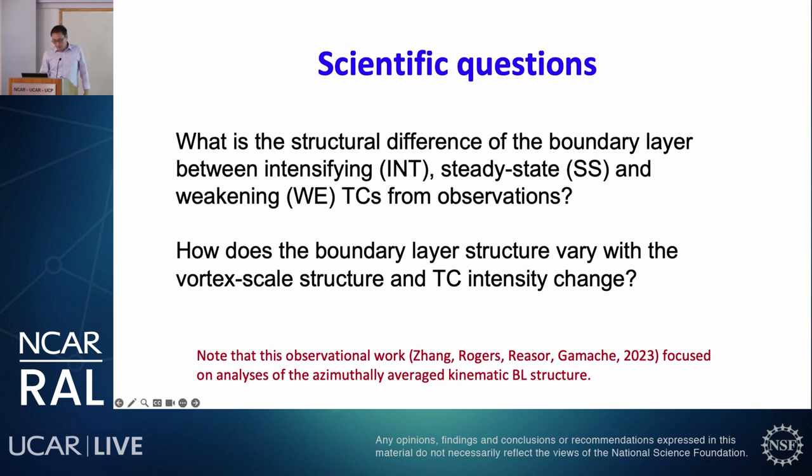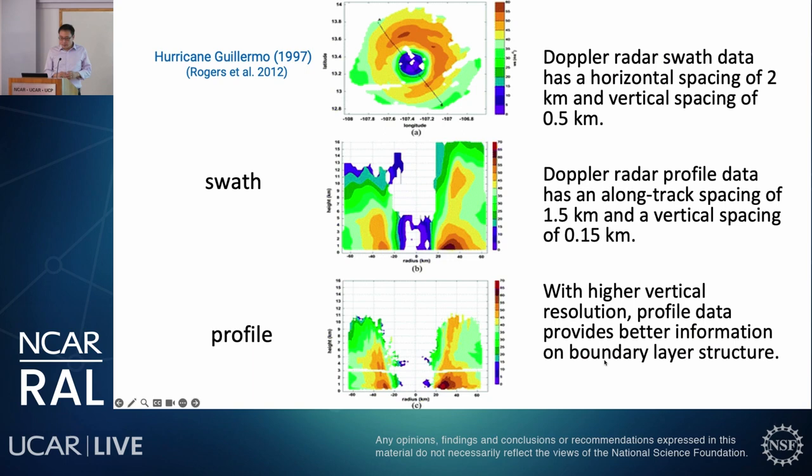This is the paper published in January, working with Zhao, Paul, and Zhang Gamash. In this study we used Doppler profile data. You may be familiar with the SWAS data, a dual-Doppler radar from the P3 aircraft. This is the Hurricane Guillermo case from Rob Rogers' paper. The upper panel shows the total wind speed in the composite sense from multiple passes. Here is the flight, and A to B is the cross section for the bottom two figures.